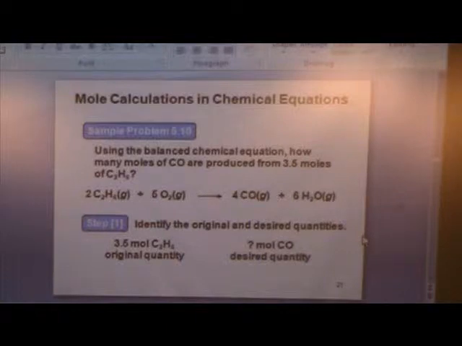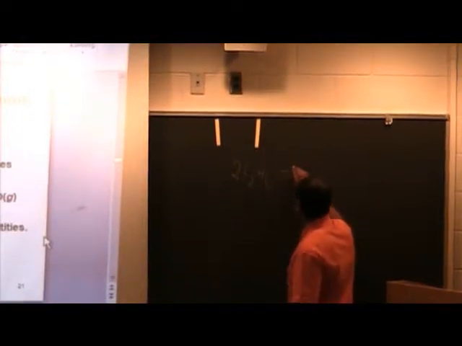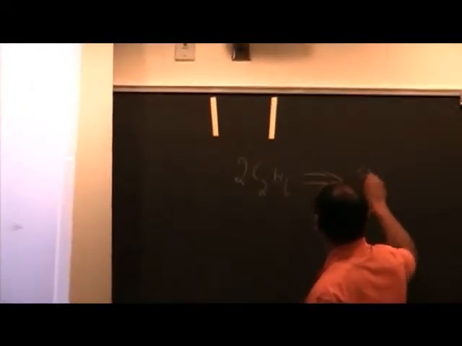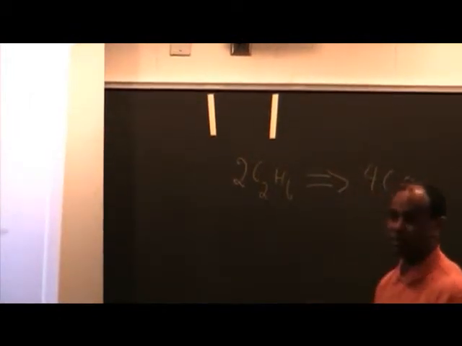I have 2 moles of C2H6. It gives me how many moles of carbon monoxide? 4 moles of carbon monoxide, according to this equation.